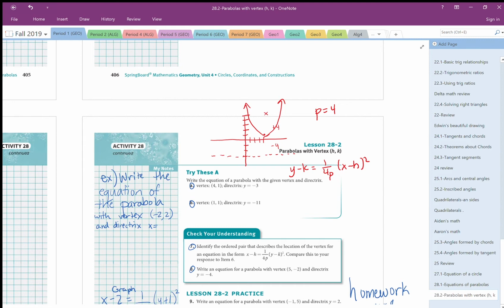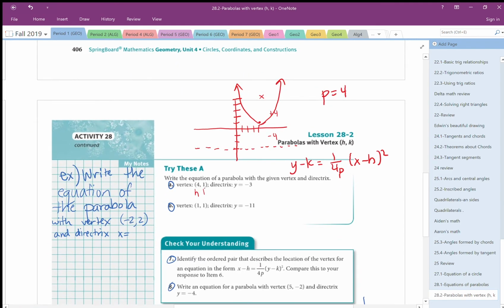Okay, all that to say, the vertex is h comma k, right? So that means h is 4 and k is 1. And my p-value is positive 4. So that's going to plug into my equation. So let's plug in everything that we know. y minus k is y minus 1 equals 1 over 4p. That's 1 over 4 times 4 times x minus 4 squared, because h is 4. All right, let's simplify this. We don't have much to do. We can leave it as y minus 1 equals 1 over 16 times x minus 4 squared.